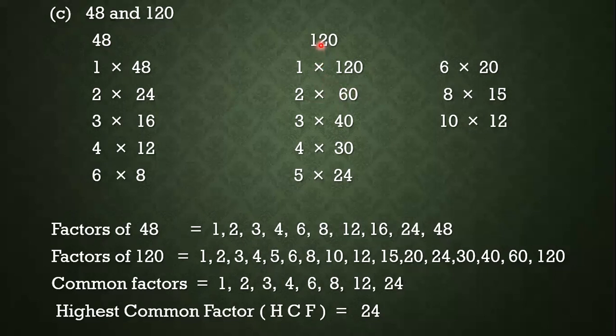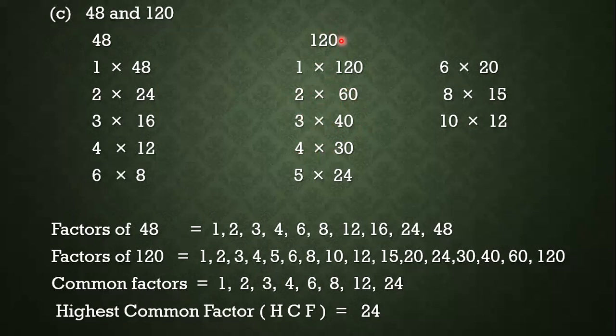And also remember, in 120 the unit digit is 0. If we avoid the 0, the remaining number is 12. So what are the factors of 12? All of them will be there in the factors of 120 also. 2 6s are 12, so 2 into 60 makes 120. In the same way, 3 4s are 12, so 3 into 40 gives 120. Now 4 3s are 12, so 4 into 30.